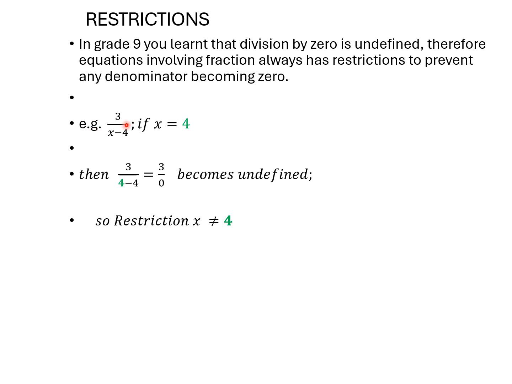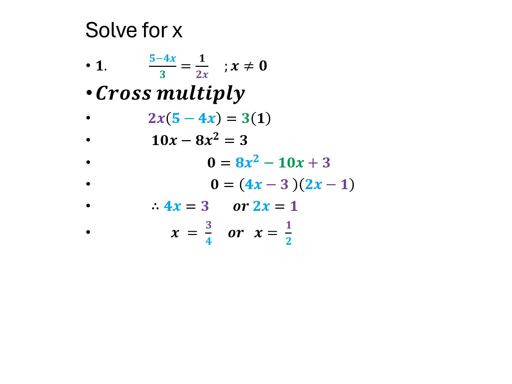So to show you an example, if I have 3x minus 4, if x equals 4, that means where x is, I'm going to place 4. 4 minus 4 would give me 0. And anything divided by 0 becomes undefined. So therefore, if I have to solve this, my restriction would state that x cannot equal 4. Because if x equal to 4, the sum becomes undefined. Right, so let's look at problem number 1. Hope you understand why we have restrictions.